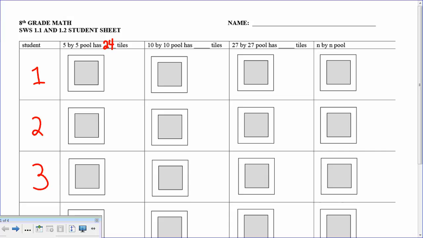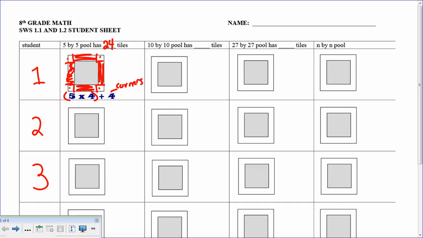The most commonly used one is saying, okay, there's 5 there, 5 there, 5 here, and 5 there, and then 1, 2, 3, 4. That expression can be written as 5 times 4 plus 4, where 5 times 4 represents each side. There's 5 tiles and 4 sides, and then 4 being the corners.